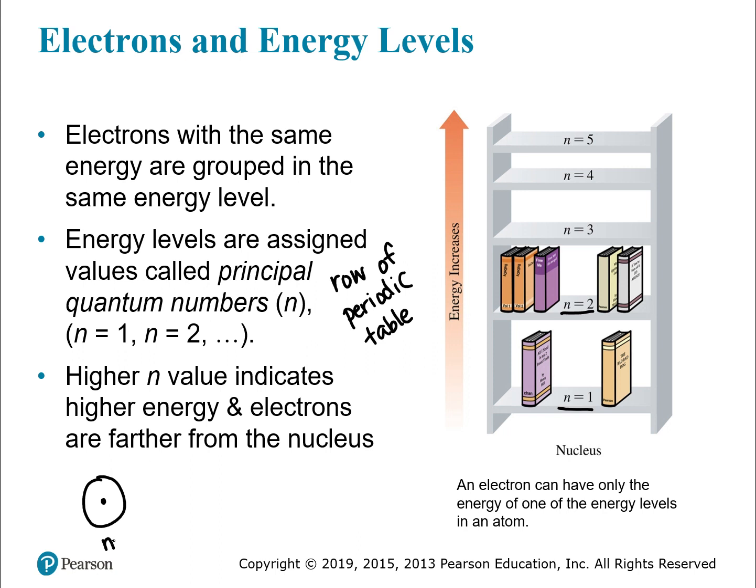So if this is an n equals 1, and this is an n equals 4, and I'll use red to show where my electrons are, you can see that the electrons are much farther away from the nucleus. So as you continue down the rows or the periods of the periodic table, the energy levels are getting bigger and bigger and bigger, and the electrons in that energy level are getting farther and farther away from the nucleus.